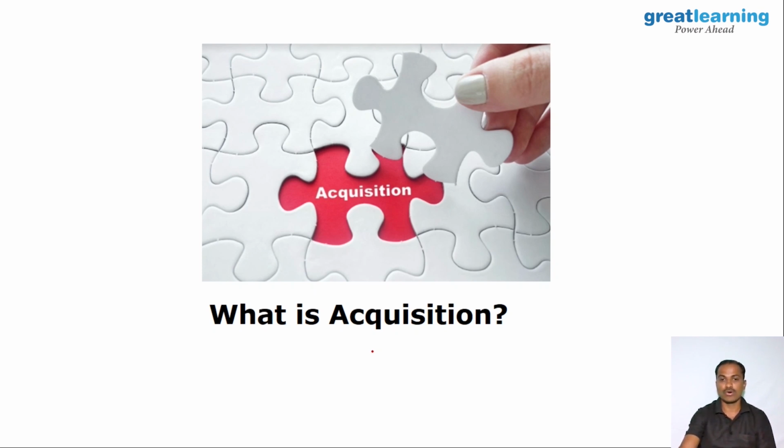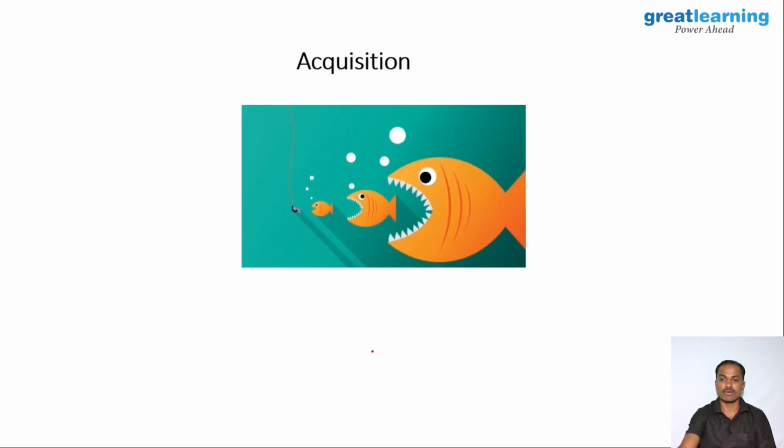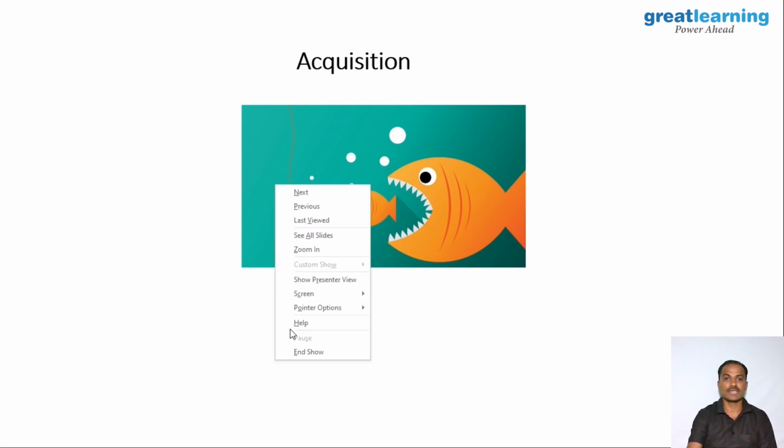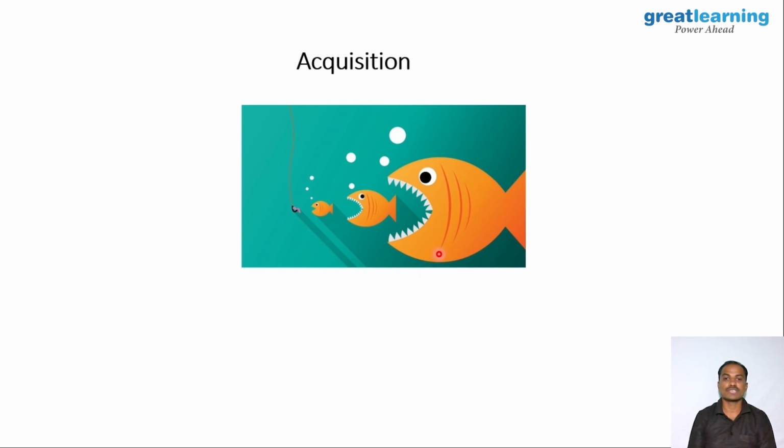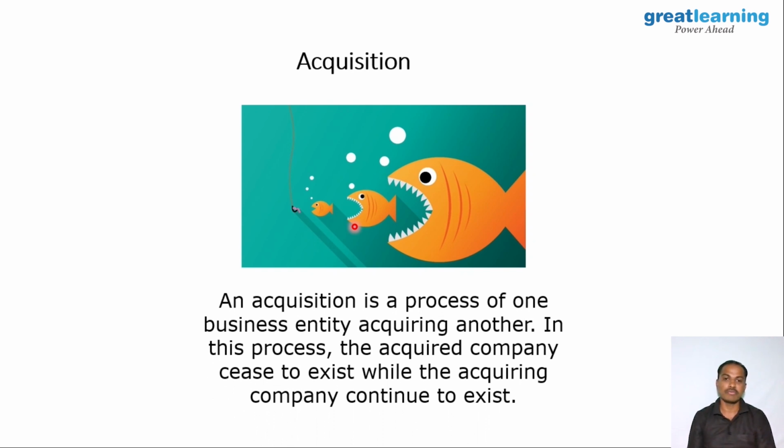Okay, so before we move on to the definitions and the explanations of what is acquisition, I want you to see an image which gives you a hint of what is acquisition. You can see this, a big fish, right? So the big fish is eating the small fish, and this is eating another small fish. The same holds true when it comes to acquisition. An acquisition is a process of one business entity acquiring another one. In this process, the acquired company ceases to exist while the acquiring company continues to exist.